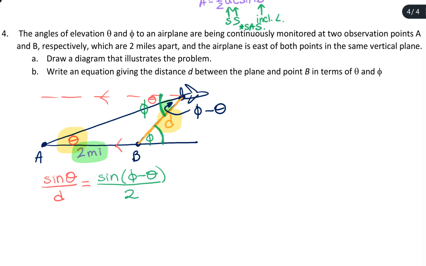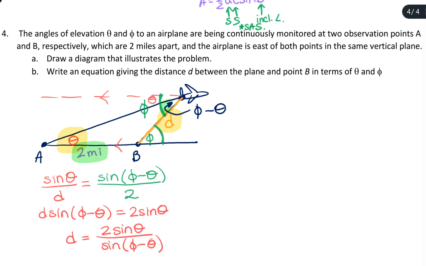And then all I have to do here is solve for side D. So I'm going to go ahead and cross multiply. So I get D sine of phi minus theta is equal to 2 sine of theta. And then I solve to get D. So I get D is equal to 2 sine of theta divided by the sine of the quantity phi minus theta. And now I've written an equation for the distance between the plane and point B in terms of theta and phi. And that's the end of lesson 6.1 part B.